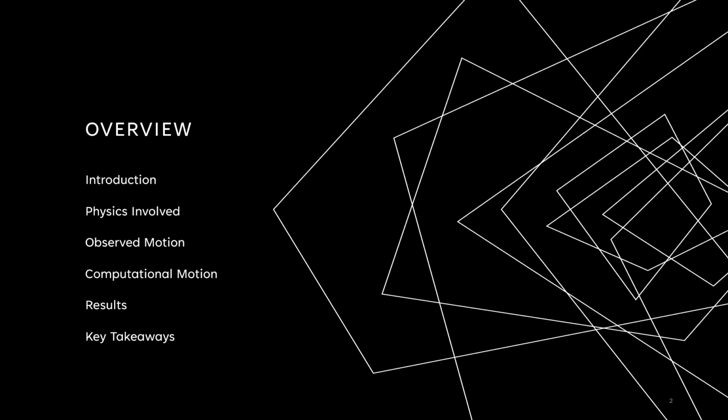Here's a brief overview. First, we're going to go into the introduction, then we'll get into the physics involved. Then we'll look at the observed motion during the lab experiment, and then look at the computational motion produced from some of these results. Then we'll get into the results of the overall experiment, and then look at some key takeaways.